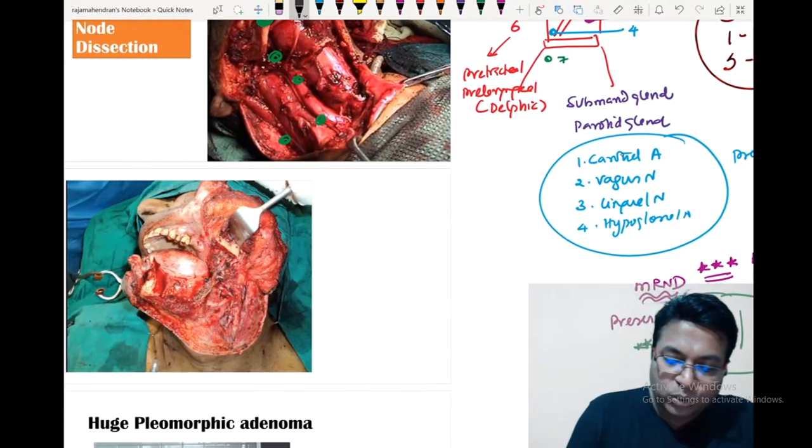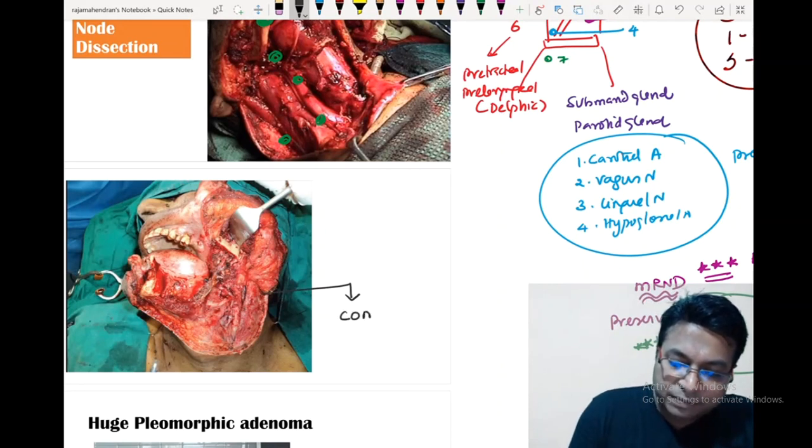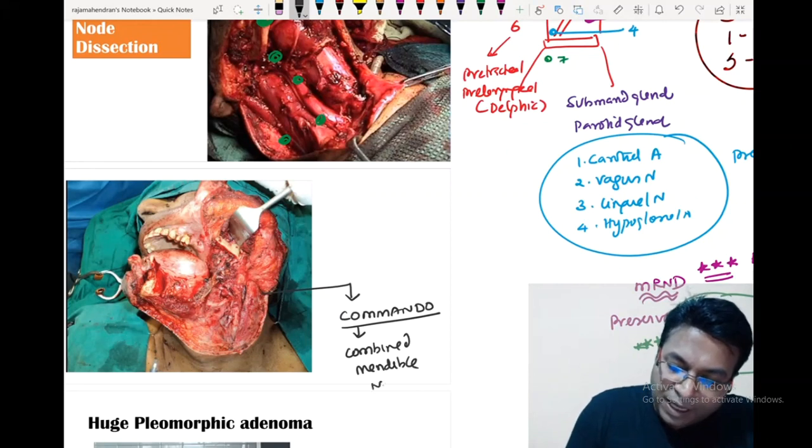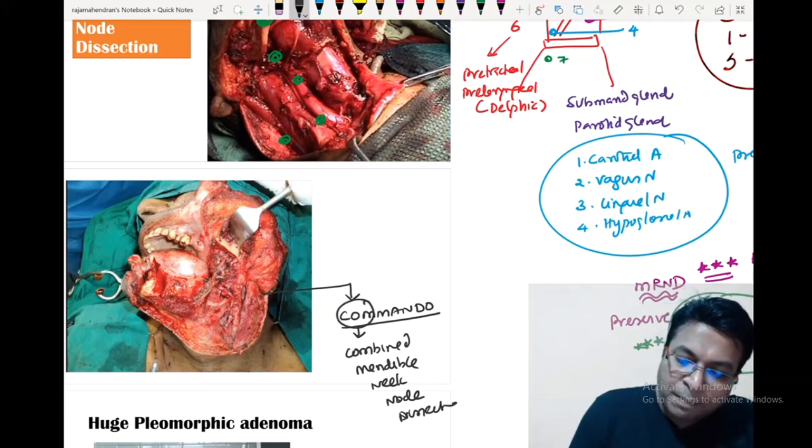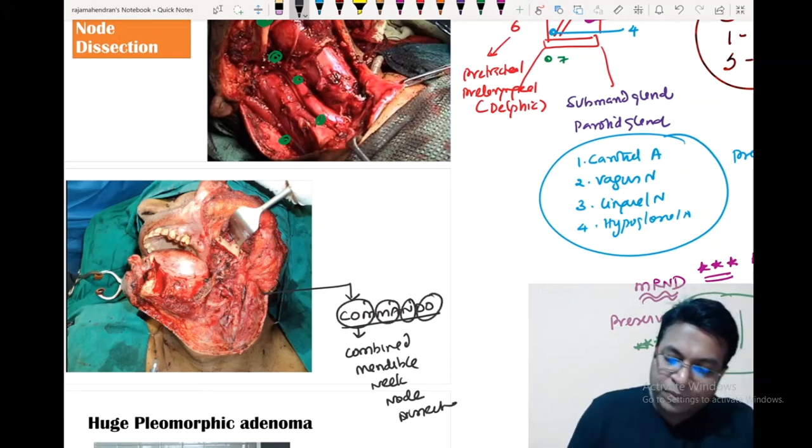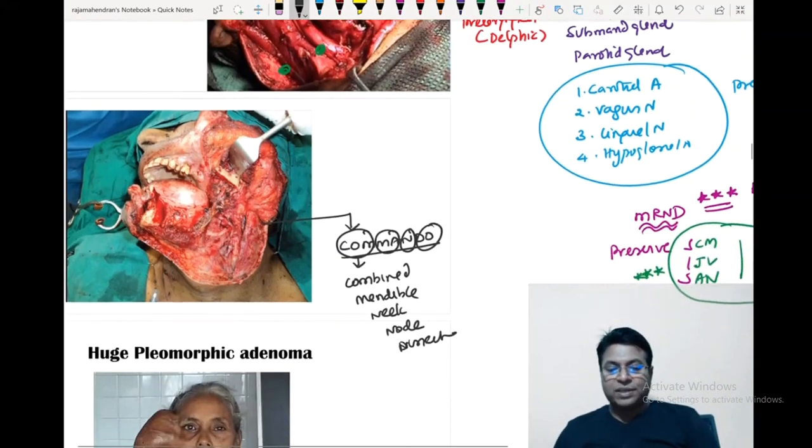So this is a picture showing you a commando operation. This image looks very bad. No, it is commando. Commando means combined mandible and neck node dissection. This is a picture showing you the combined mandible and neck node dissection operation. That is what commando is. So the neck node dissection operation is shown in the second image.